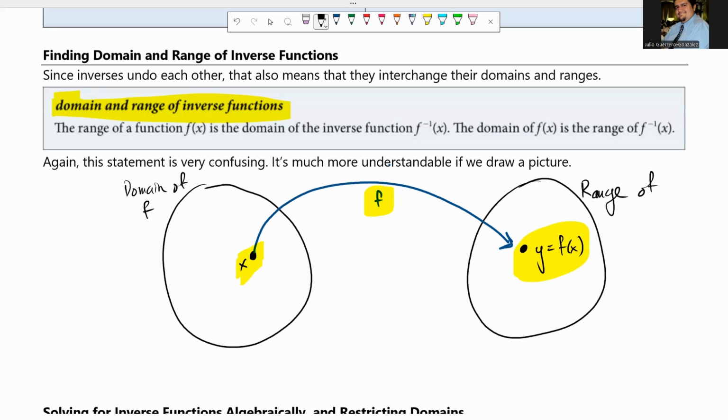Range of f. So we know that we can grab an x value, give it to our function f, and it'll produce a y value. Now, remember what I've been saying about an inverse function? It's supposed to grab everything f does and undo it. So that means I should be able to bring this back over here. This is what f inverse should do.